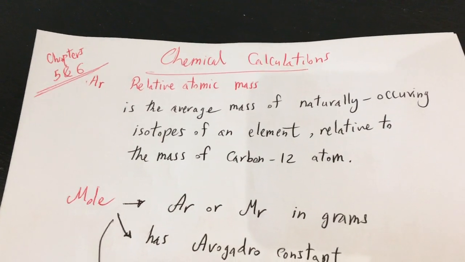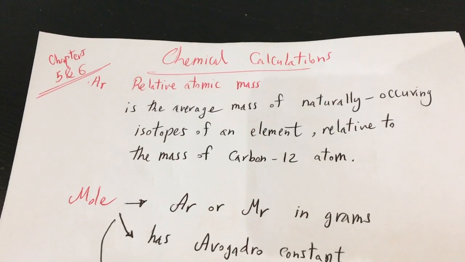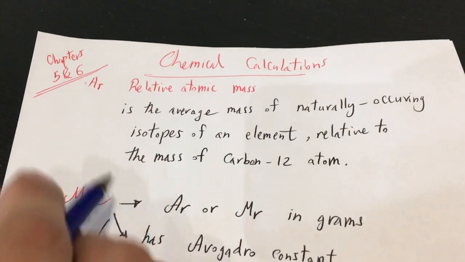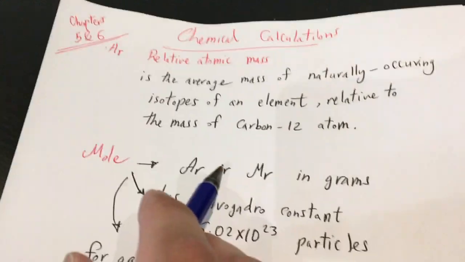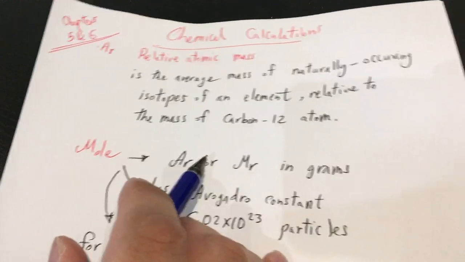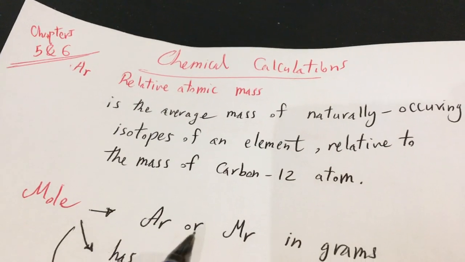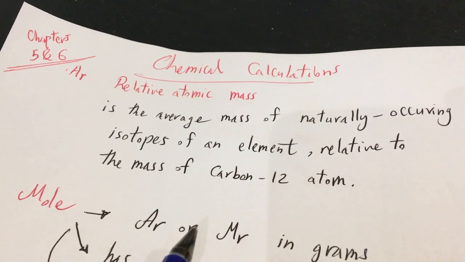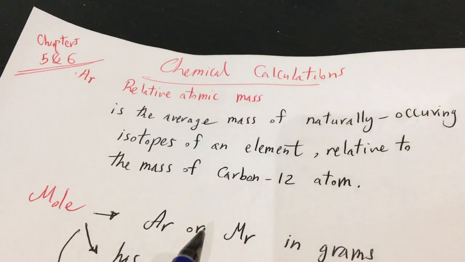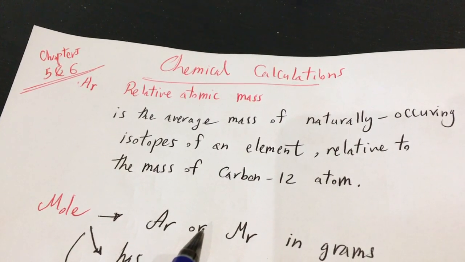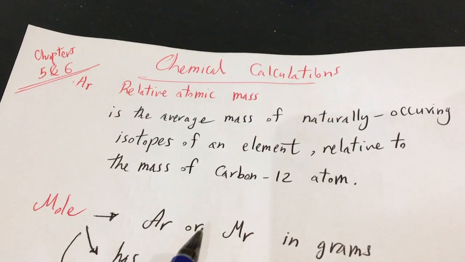How are you, students? This is a summary about chemical calculations in chapters 5 and 6. First, Ar, the relative atomic mass. What is meant by relative atomic mass? It is the average mass of naturally occurring isotopes of an element relative to the mass of carbon 12 atom. So carbon 12 atom is the standard and its atomic mass is 12, and we compare all other elements to carbon 12.